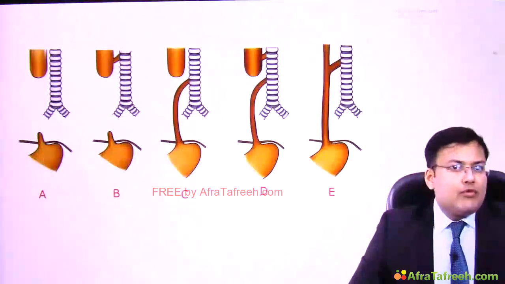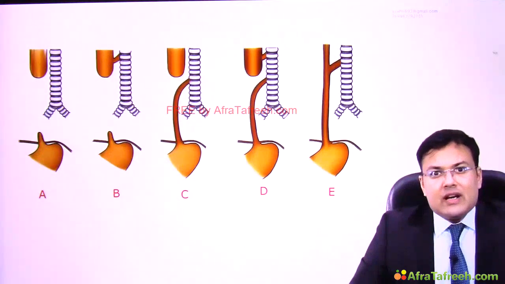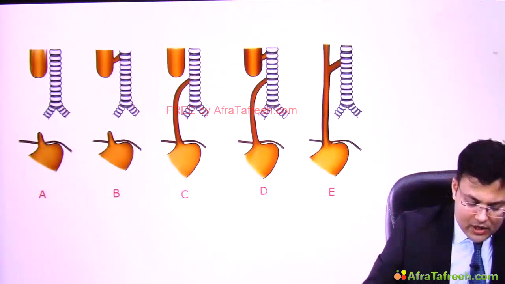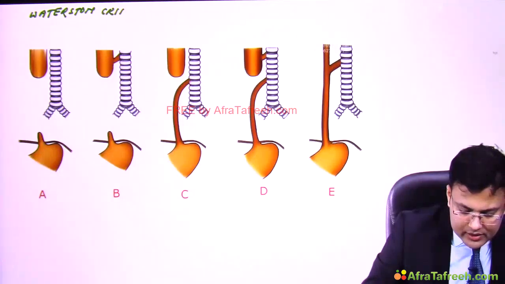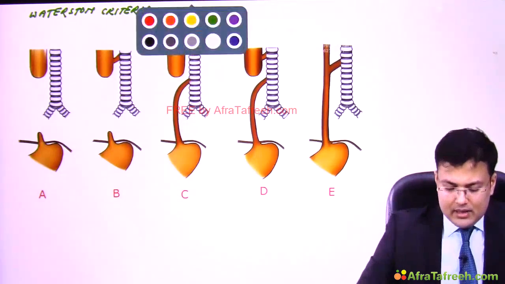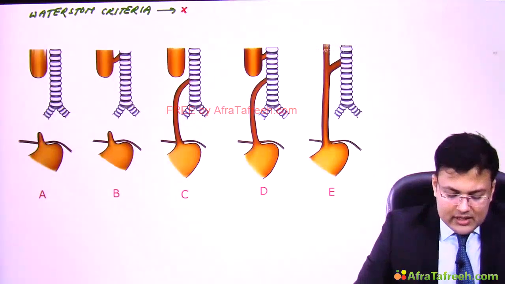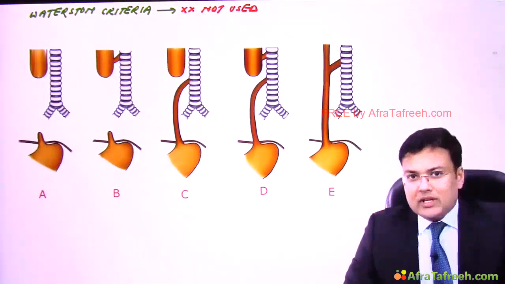Now see the important points related to management. Previously there was one criteria used in relation to the management of tracheoesophageal fistula, and it was the Waterston criteria. Nowadays we are not using this criteria, but you have to remember the name. It is very easy to understand the management.